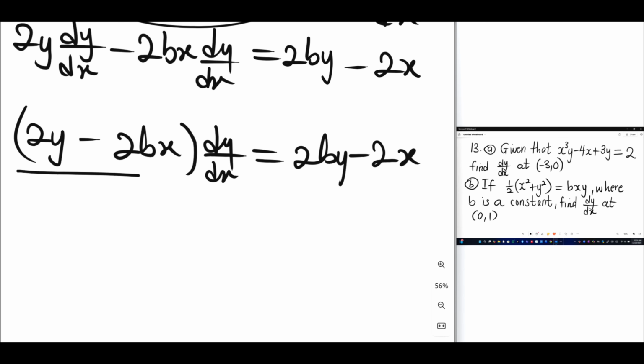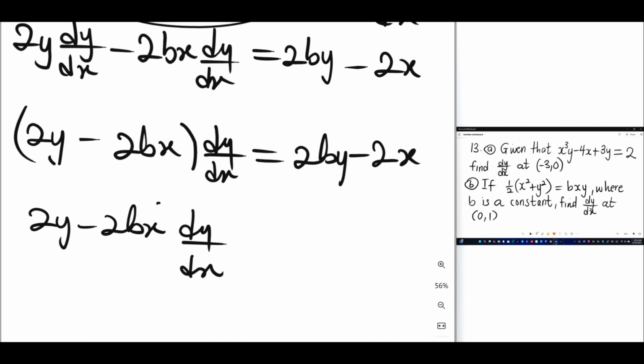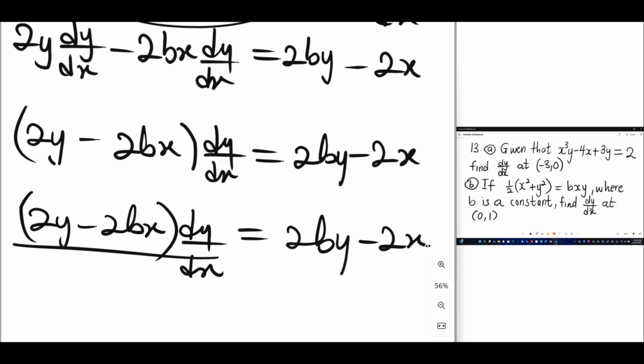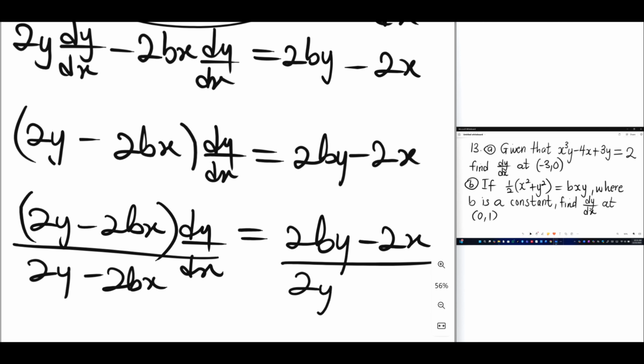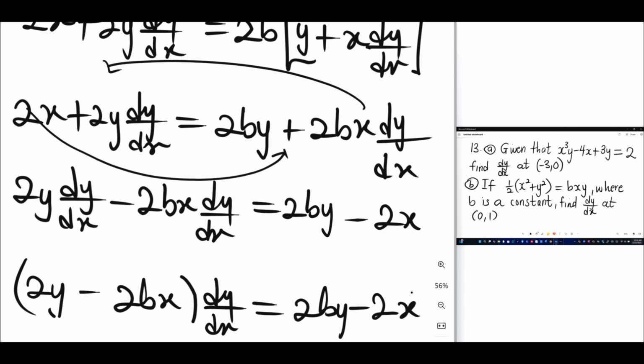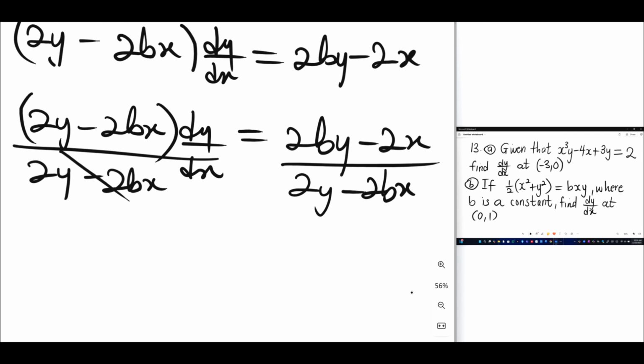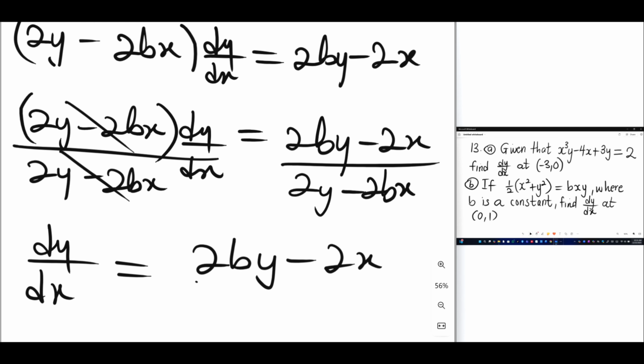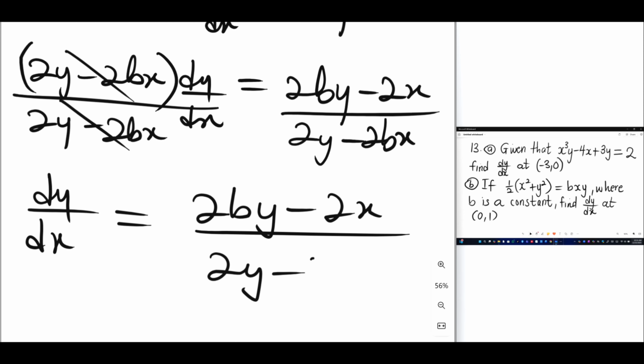What do we do? We divide through by the coefficient of dy dx. So it's going to be 2y minus 2bx dy dx in bracket like this equal to 2by minus 2x. We divide through by 2y minus 2bx, here the same 2y minus 2bx. So this cancels this. We have dy dx equal to 2by minus 2x divided by 2y minus 2bx.